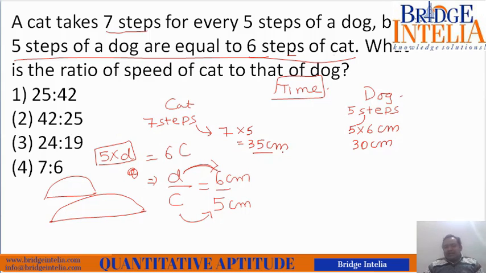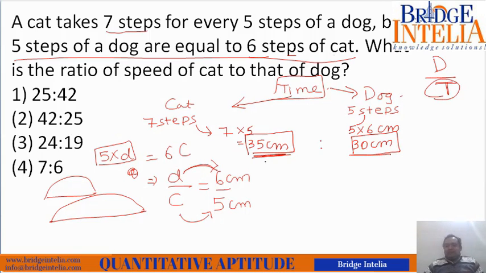What does this mean? It means in the time the cat covers 35 centimeter, the dog covers only 30 centimeter. So this is the ratio. What is speed? Speed is distance per unit time. So here the time is the same for the cat and the dog. So the distance covered will give you an indication of the ratio of their speeds because time is the same. So this ratio is 7:6.